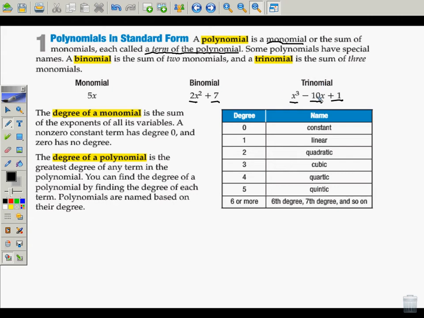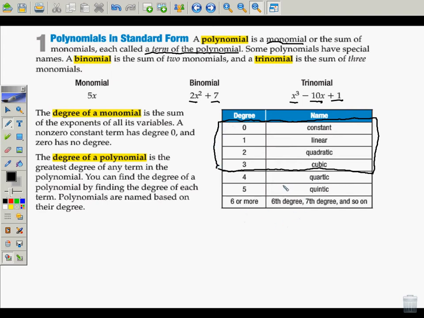We also have to talk about the degree of a monomial, and that's the sum of the exponents of all of the variables. So a non-zero constant term has degree 0, and 0 has no degree. So degree 0 is constant, 1 linear, 2 quadratic. I'm not so concerned, you know all these, okay? Probably as long as you know up to cubic. So you should know constant, linear, quadratic, cubic. We usually don't talk about quartic or quintic equations too much, especially not in Algebra 1.